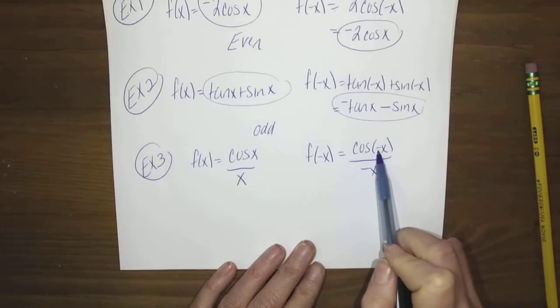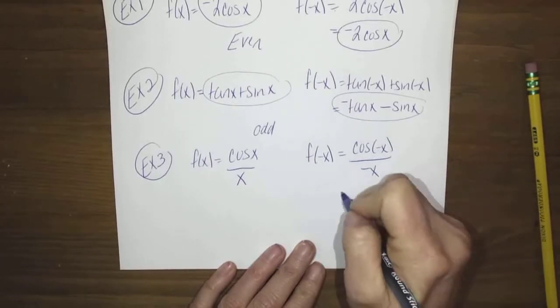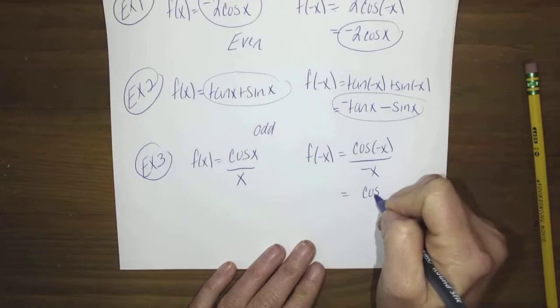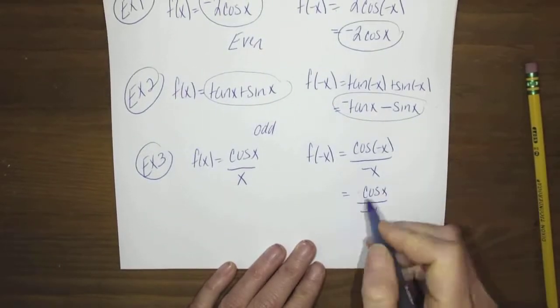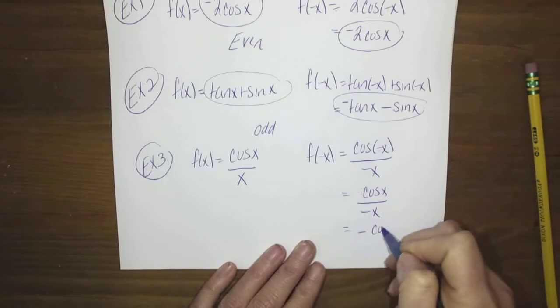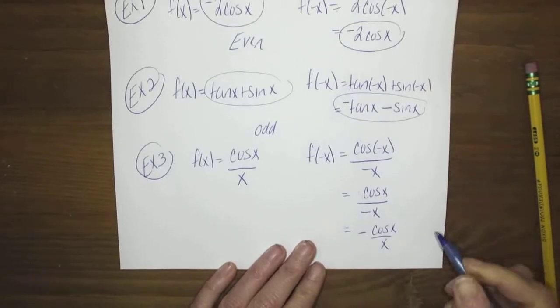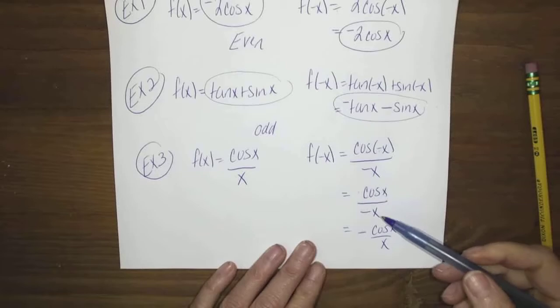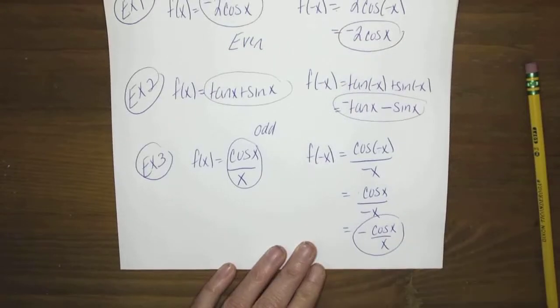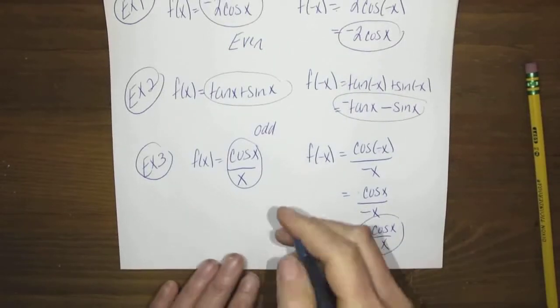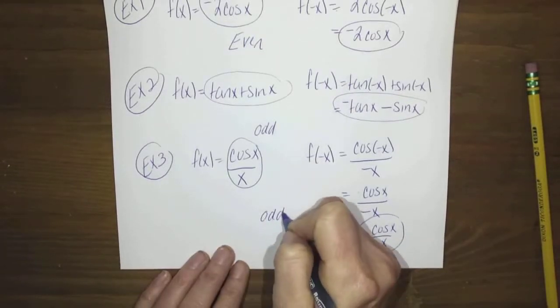I have a negative argument. For cosine, I'm allowed to ditch it. So it's cosine x divided by negative x. A positive divided by a negative is simply a negative fraction. So instead of putting it top or bottom, I just put it out in front. Here is the original fraction, which was positive. Now we have one that's negative, so we say that this one is odd as well.